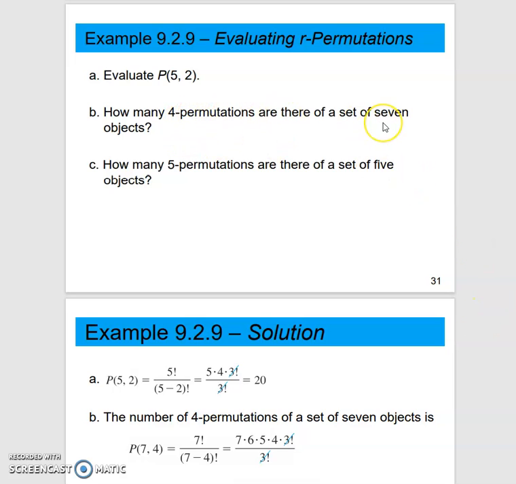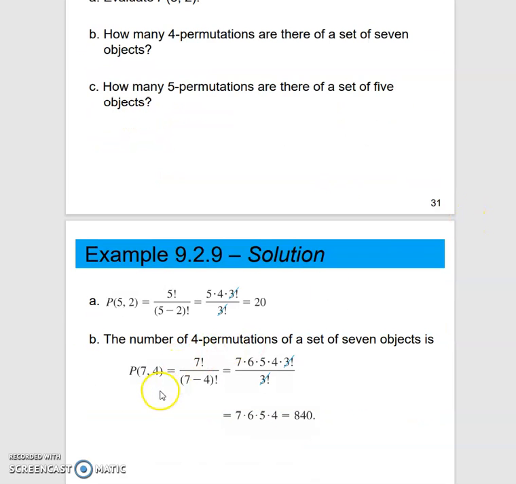Alright, how many 4 permutations are there of a set of 7 objects? That means I'm finding P of 7 comma 4. Similarly, I'm going to set this up, and I'll end up with 840 as my answer.